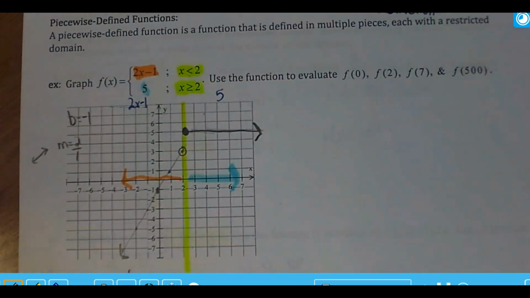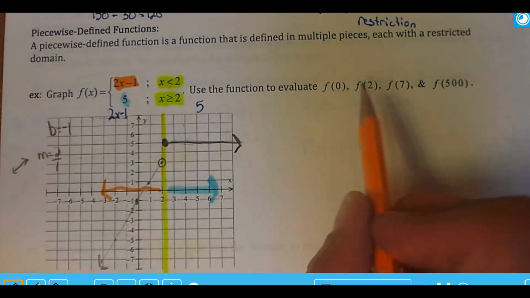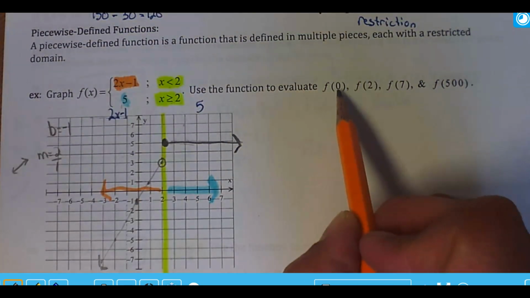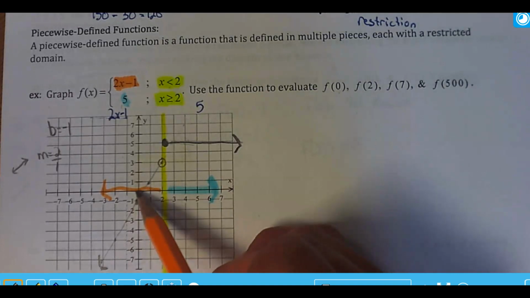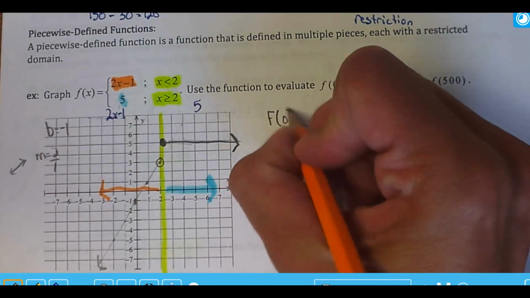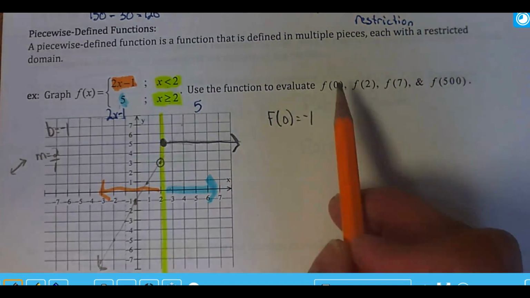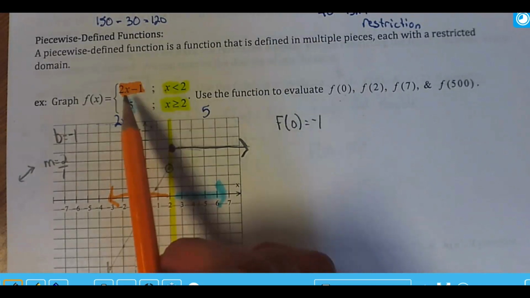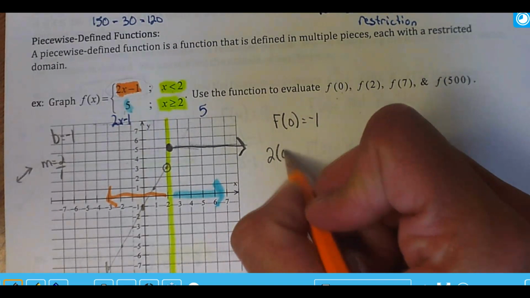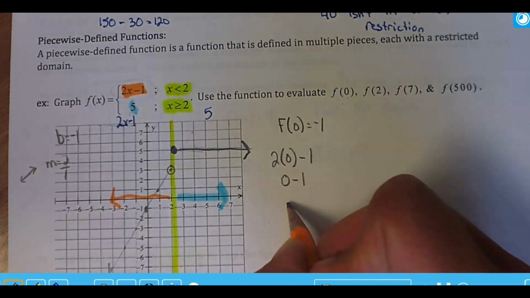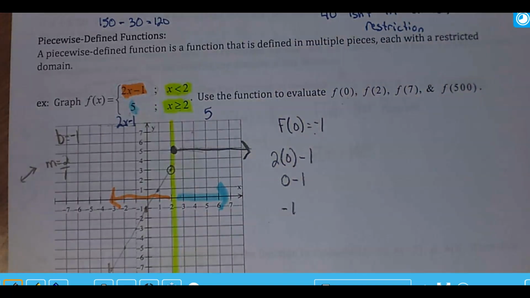Now let's talk about evaluating. You can evaluate with your graph or with your function. With 0, the graph is very easy because I just go to where x is 0 and I see it's -1. But you could also use the function. You just have to see where 0 fits. Since 0 is less than 2, I could put 0 in this function. So I could do 2 times 0, and you get 0, and 0 take away 1. Well, that's the -1 that we already got.